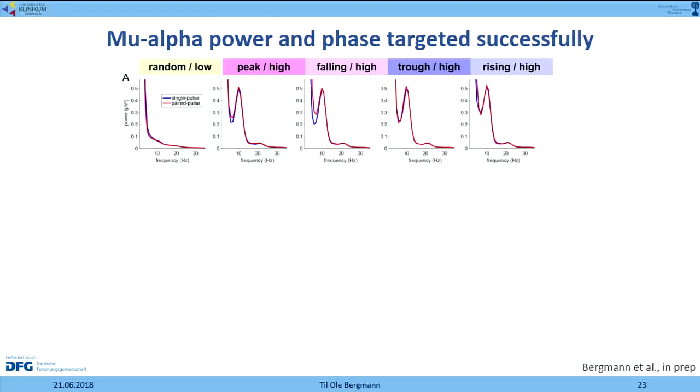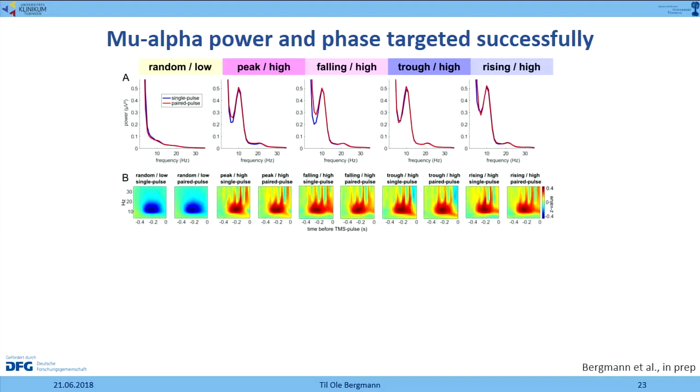Now, this is just to show that the targeting went fine, and on the left side you do not see an alpha peak. This is for the random stimulation during the low alpha condition, while then for the high alpha condition you see a clear alpha peak in all the cases. The blue and red lines are just for the single and paired pulses.